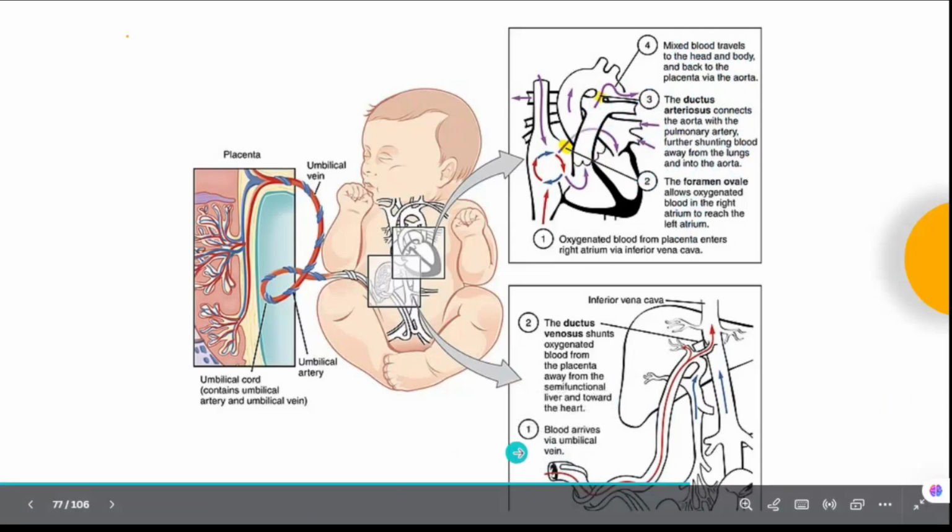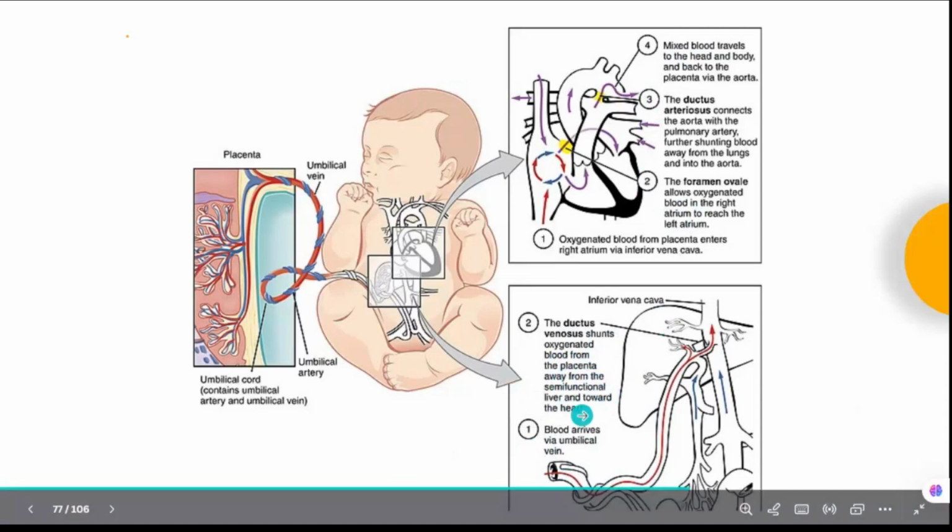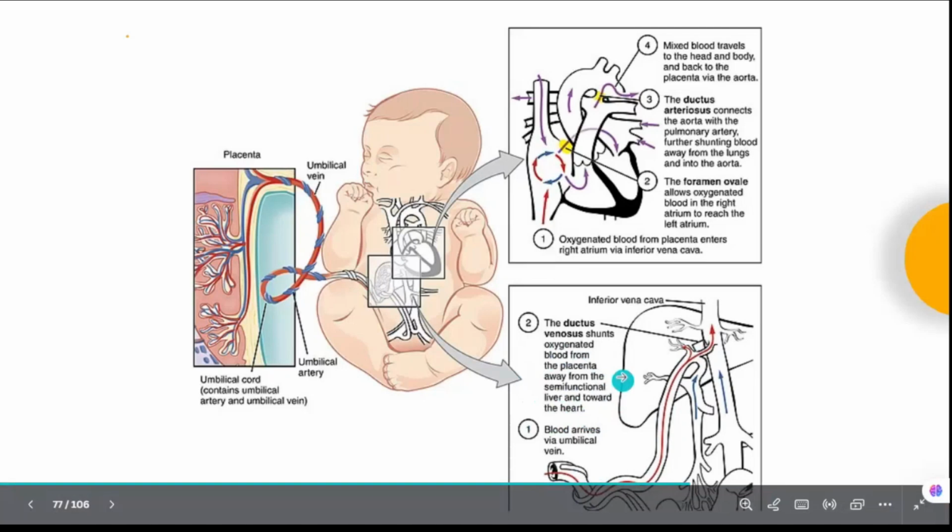Here, from the placenta, blood arrives via the umbilical vein, and the ductus venosus shunts the oxygenated blood from the placenta away from the semi-functional liver. So there is a bypass at the level of the liver. Okay. So the umbilical vein will carry the oxygenated blood, and there is a bypass at the level of the liver, and it will go into the IVC.